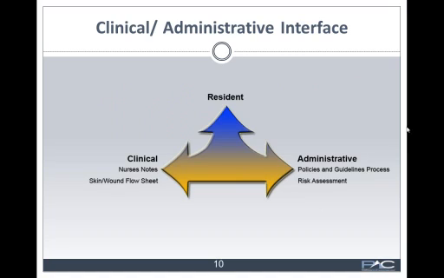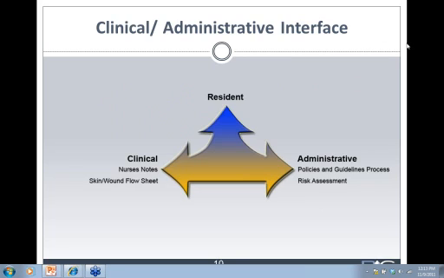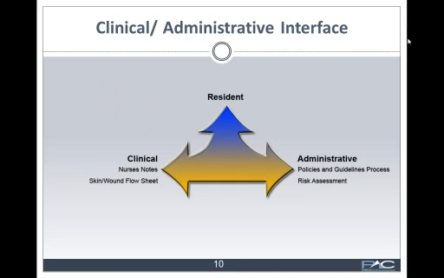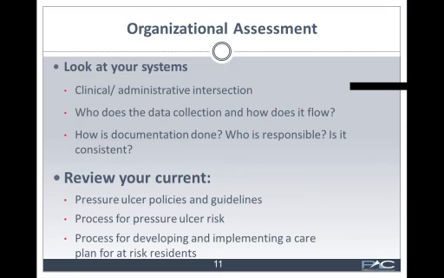So anyway, this slide you're looking at is the clinical administrative interface. And as we progress through, you're going to see some of the areas you need to focus in on are what data is collected, how does it flow, is there consistency within your facilities of who's documenting and who's tracking what. So that's something you just want to make sure that you're looking at. How's it documented? Do you track it electronically? Do you do it on paper? Do you use a consistent tool? Are your policies updated in your guidelines?